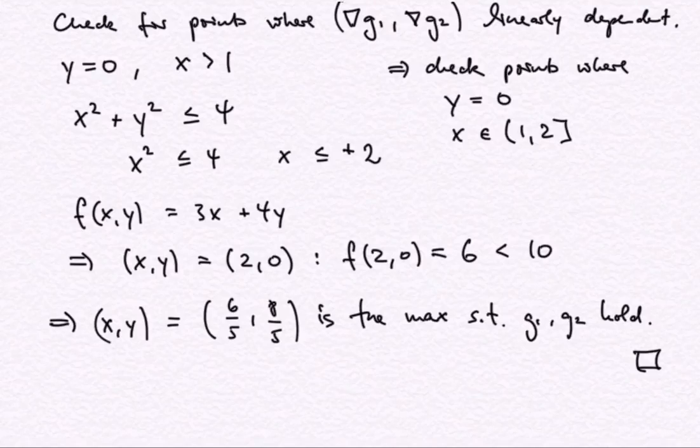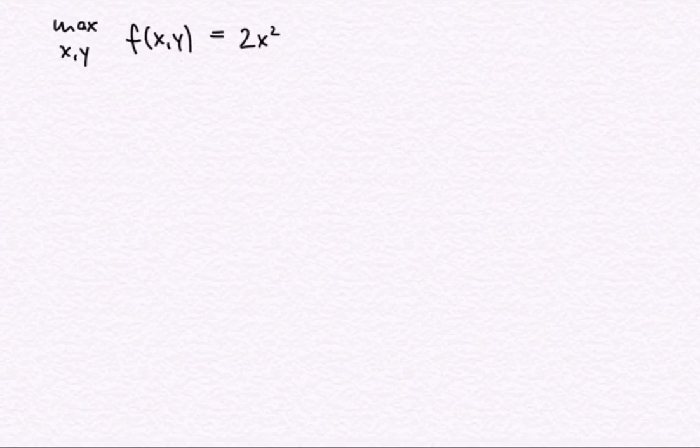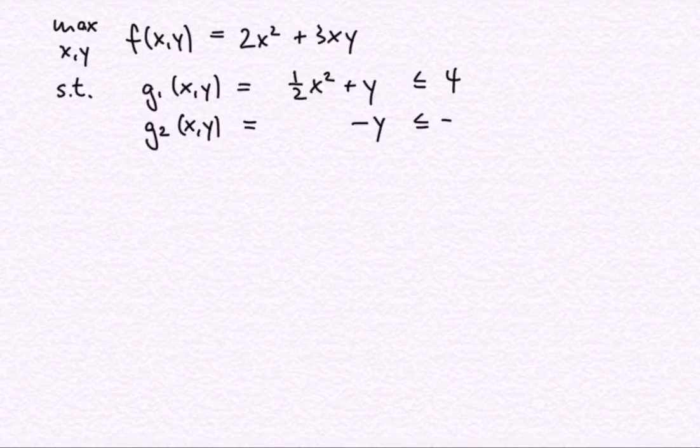End of example number 1. Let's do the same thing for a second example with a maybe slightly more interesting objective function. Let's say we have the problem where we want to maximize, with respect again to two choice variables x and y, the function given by 2x squared plus 3xy, and the constraints be g1: 1/2 x squared plus y is less than or equal to 4, and the second constraint be minus y less than or equal to minus 2, or y larger than or equal to 2.